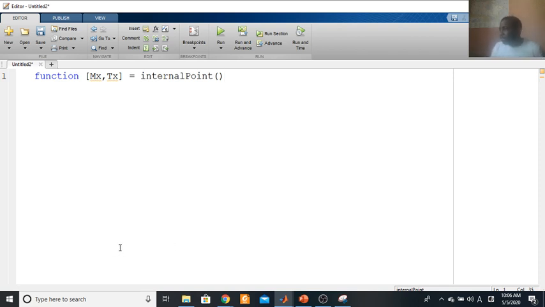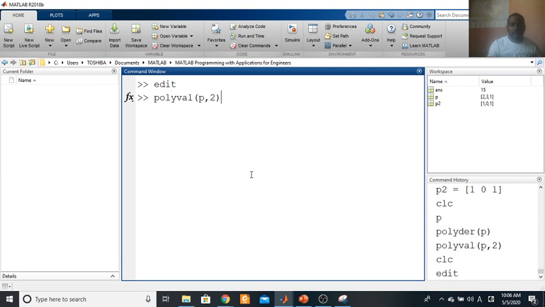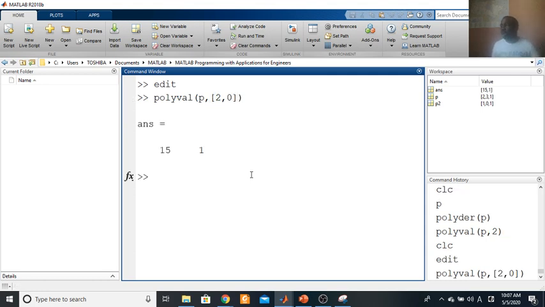Maybe I should try to copy that this way. Let me look for something so that I don't have to. Yes, Rita, you can input more than one value of x at once, and you can do that by putting x as a vector. So let me try that again. Polyval, if I put x here 2 and then comma, for example, 0, that should give me 15 and 1. Are you seeing that? So 15 is for x equals 2 and 1 is for x equals 0. I hope that answers your question.